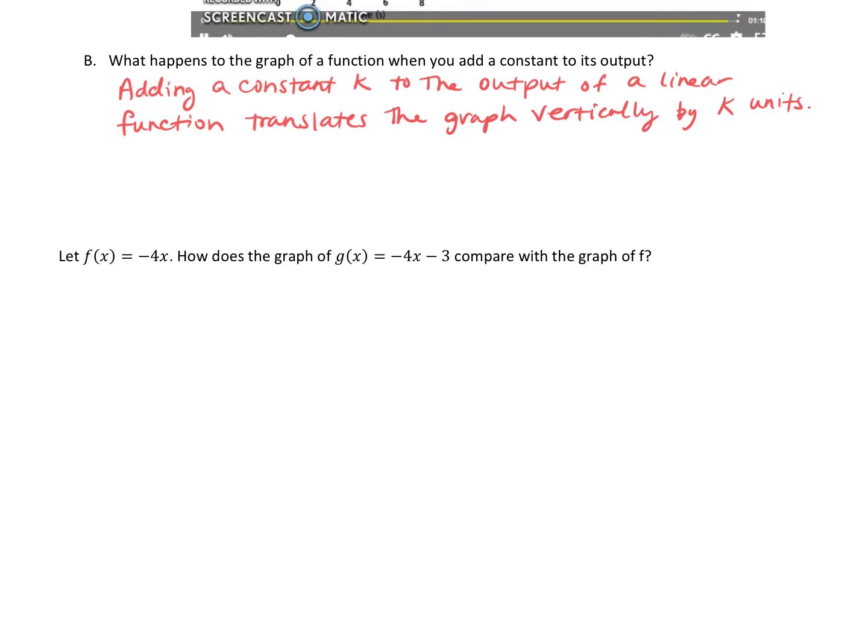All right, so just a follow-up question. Let f of x equal negative 4x. How does the graph of g of x equals negative 4x minus 3 compare with the graph of f? So a vertical translation is going to show up on the end of your function, adding or subtracting a number. So if you got that minus 3, we're going to have a vertical translation down 3 units. So how does the graph of g of x compare with the graph of f of x? G of x has been translated down 3 units. And if that had been plus 3, we would have said up 3 units.